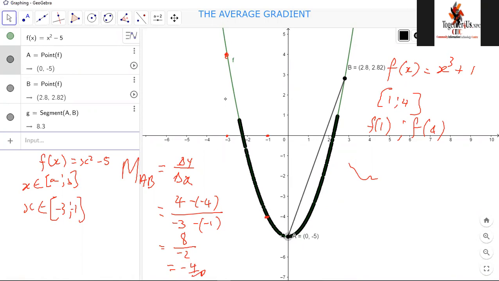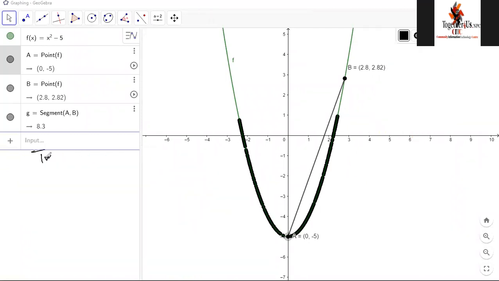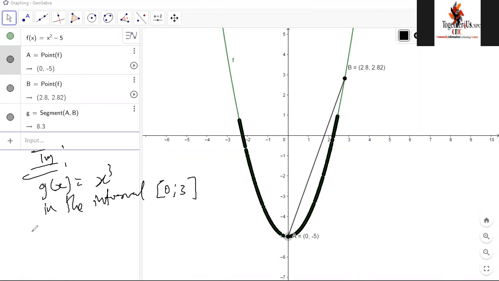You can go ahead and try. Let me give you a problem, a courtesy one. Let me clear up everything so that you're not confused. Given g of x equals x cubed, in the interval 0 and 3, you just have to find the average gradient. You know by now the definition: it is just the gradient of a line between those 2 points.